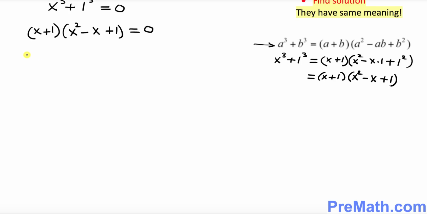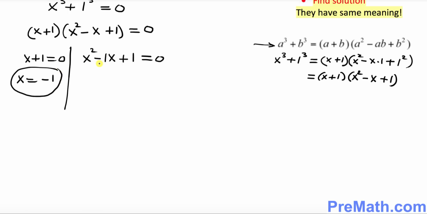Now we're going to split them up. The first factor is x plus 1 equals 0. And the second factor is x squared minus x plus 1 equals 0. So our first solution is simply x equals negative 1.